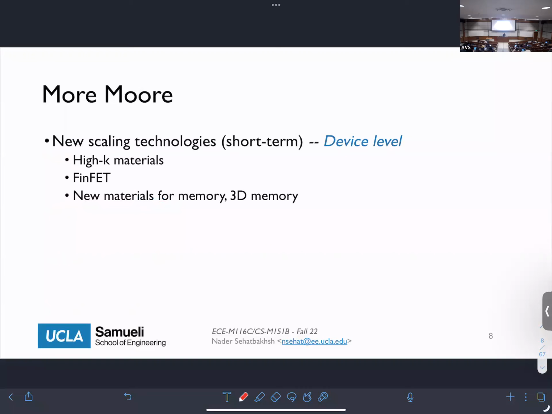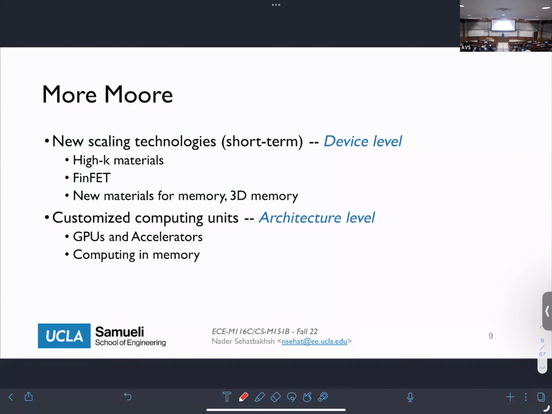Let's talk about the first one. More Moore means thinking mostly about short-term solutions at the device level. There are new technologies such as FinFET, better materials, or 3D memory and so on, that will help us continue the integration and reduce the transistor size, right? So we go to 3 nanometers or maybe 1 nanometer, who knows?